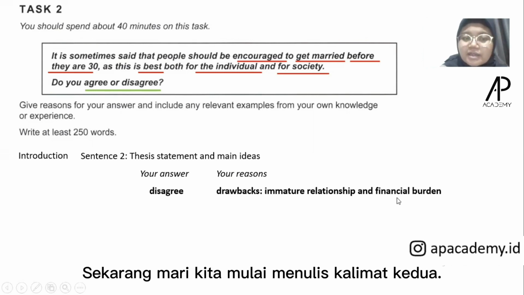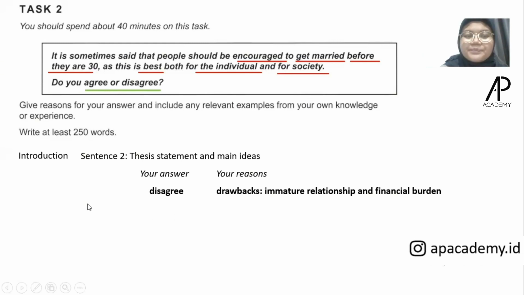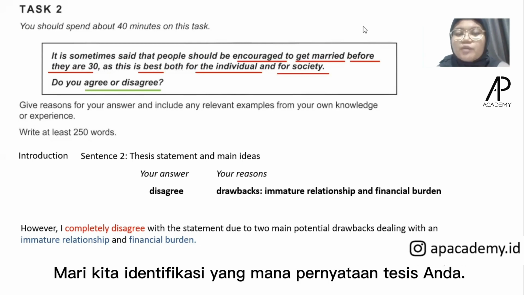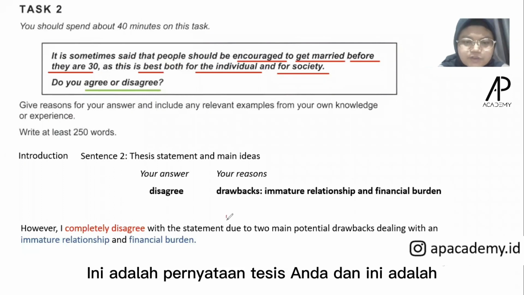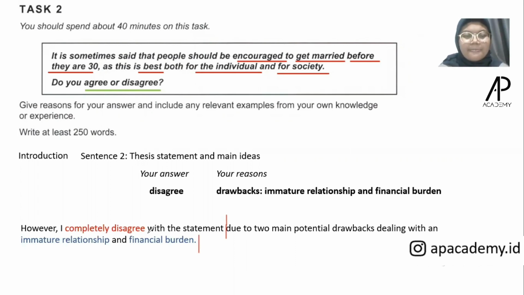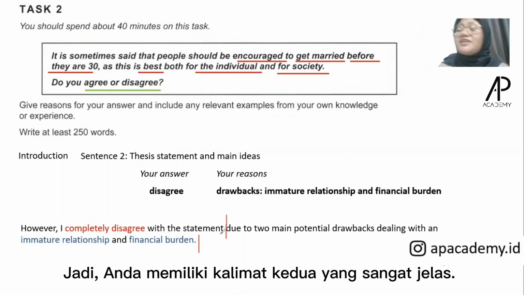Now let's start writing sentence 2. However, I completely disagree with the statement due to two main potential drawbacks dealing with an immature relationship and financial burden. Let's identify which one is your thesis statement. This is your thesis statement, and this is your reason or main ideas. So you have a very clear sentence 2.